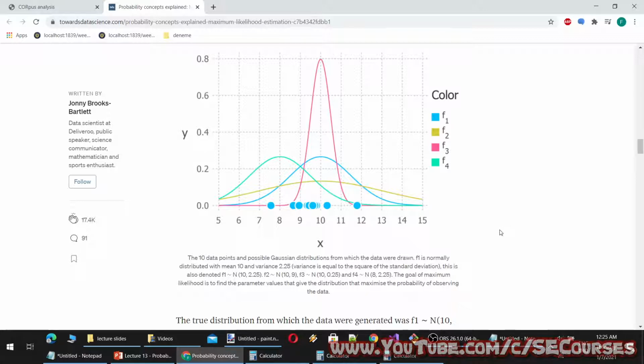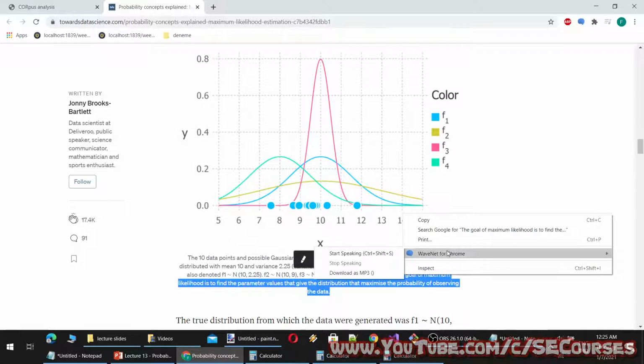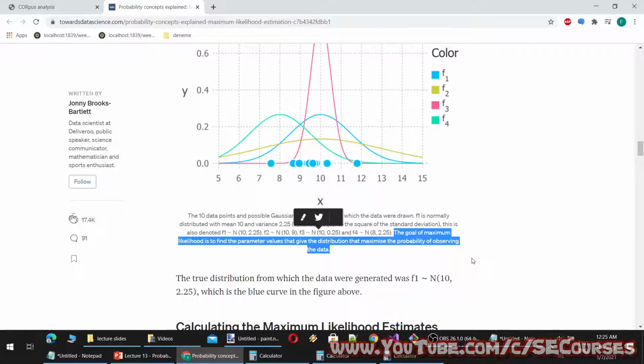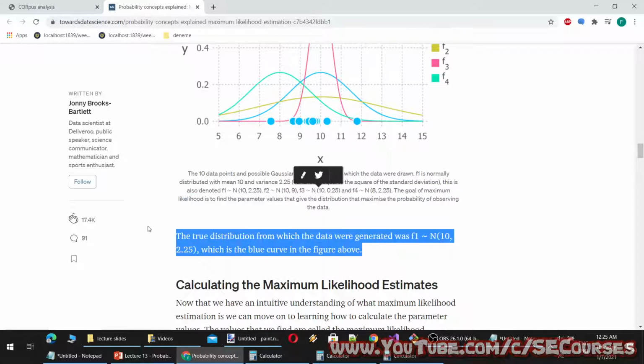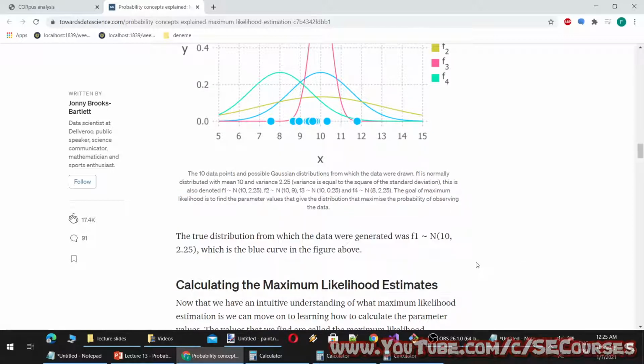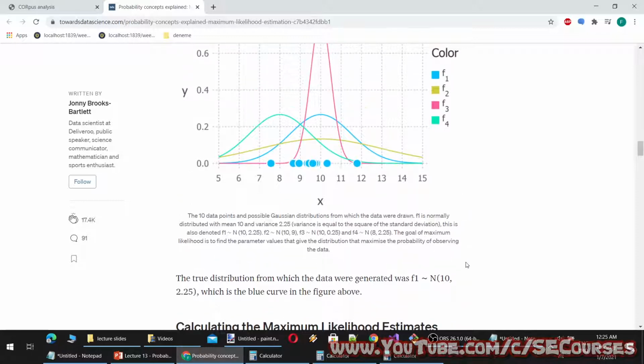The goal of maximum likelihood is to find the parameter values that give the distribution that maximizes the probability of observing the data. Okay, so this is the key point. The true distribution from which the data were generated was F1 ~ N(10, 2.25), which is the blue curve in the figure above. Okay, so it was F1, not F2.